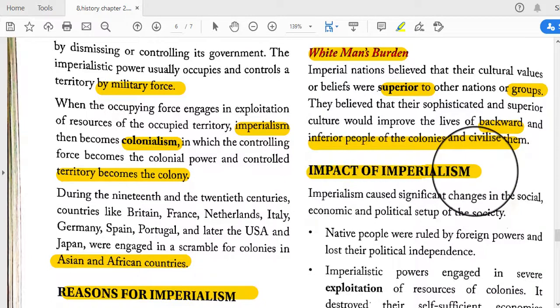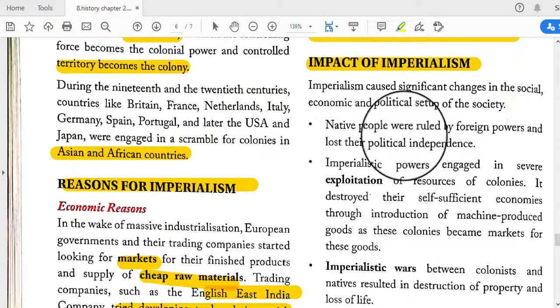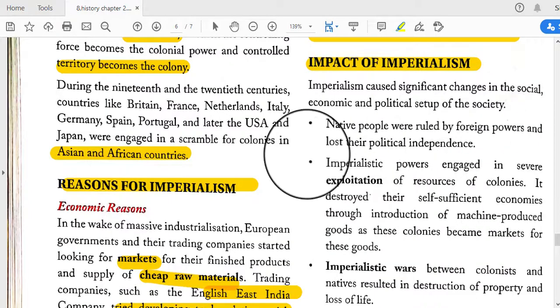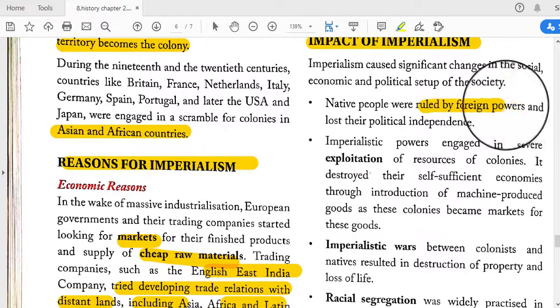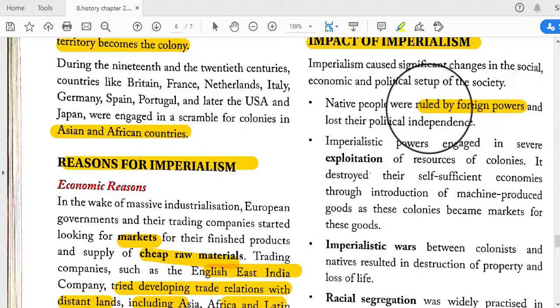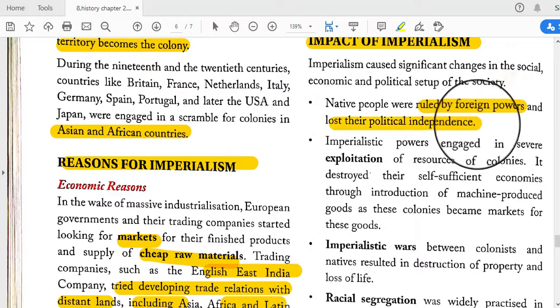Next is the impact of imperialism. Imperialism caused significant changes in the social, economic, and political setup of society. Native people were ruled by foreign powers and lost their political independence.